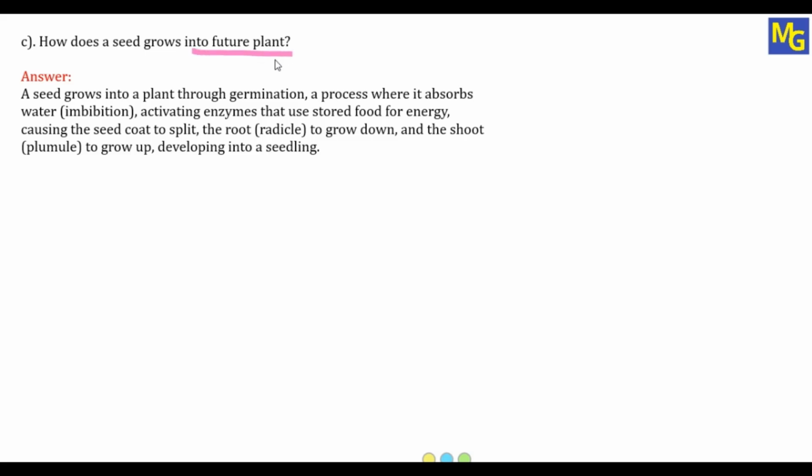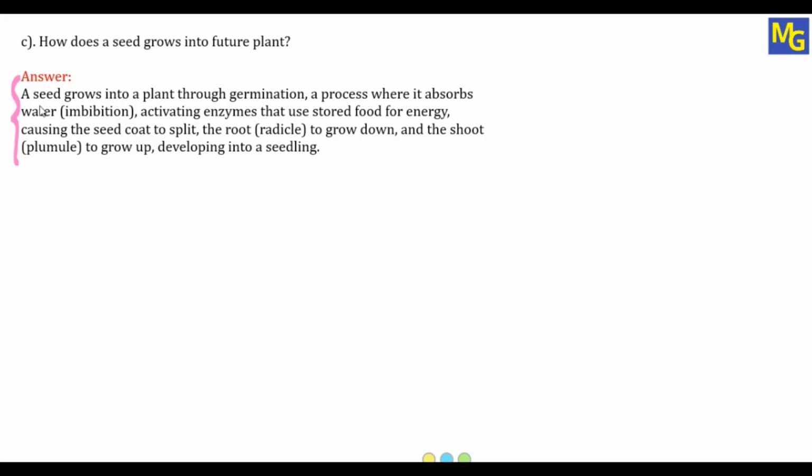So once the seed formation takes place, once the fruit formation takes place, the fruit will have a seed inside, and that fruit will be eaten by the animals, but the seed will remain as it is, and the seed is responsible to give the future plant. So how this seed will grow, that we have to explain. It is there in the NCERT book. Same notes I have taken here.